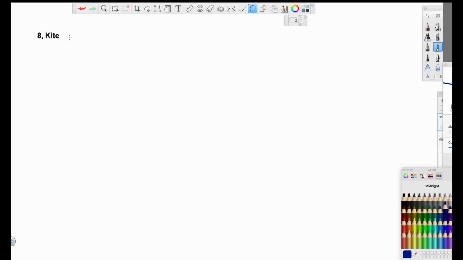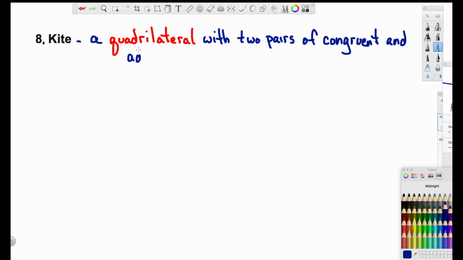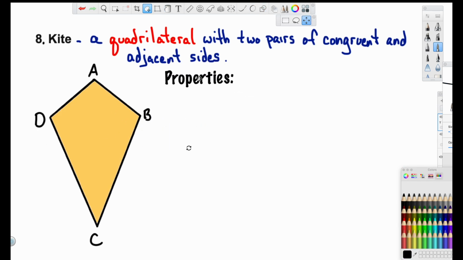Last one is kite. So kite does not have any parallel sides, but it is a quadrilateral, so it inherited all those properties with two pairs of congruent and adjacent sides. So adjacent means next to each other. So let's make a kite. We'll call it ABCD. And let's list some properties here.